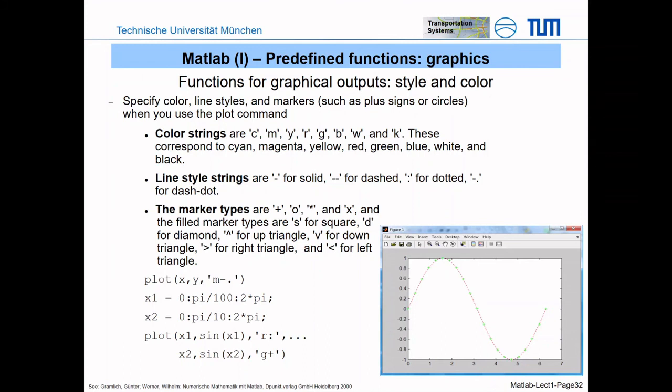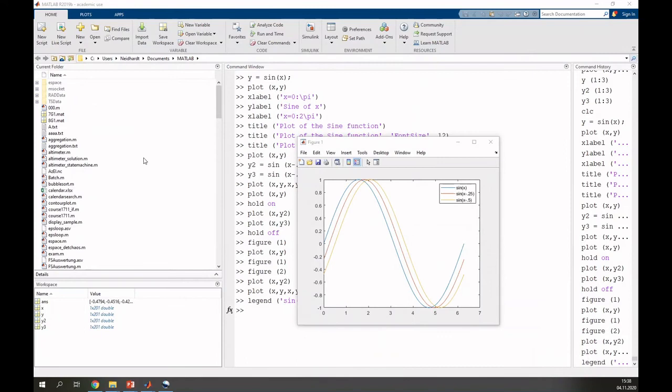Then you can also select the line style, so you can have solid, dashed, or dotted, or dash dotted style, and you can also set some markers so that the values are represented with a plus or an O, which is a small ring, or an asterisk, or an X. There are different others, so I want to show it to you here in Matlab so that you directly see what happens.